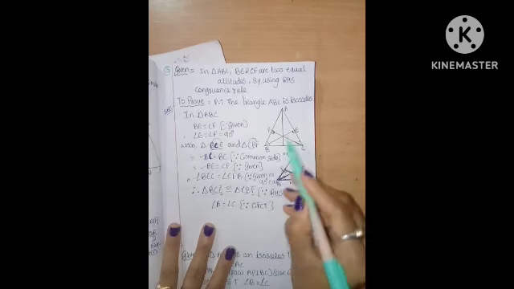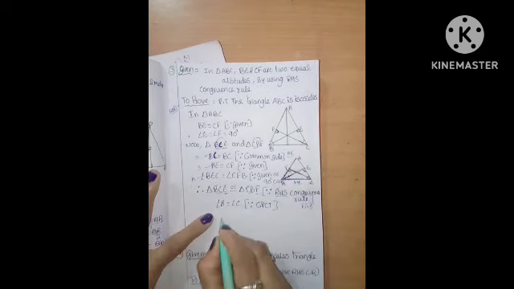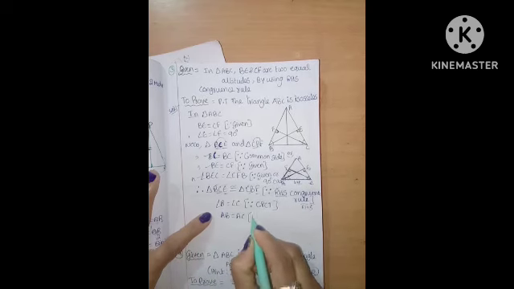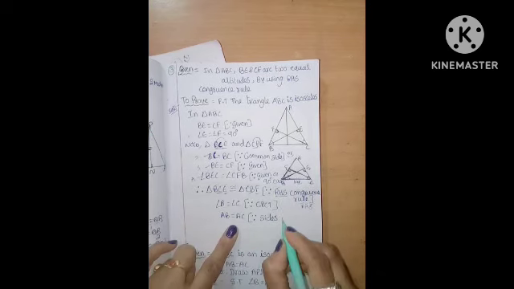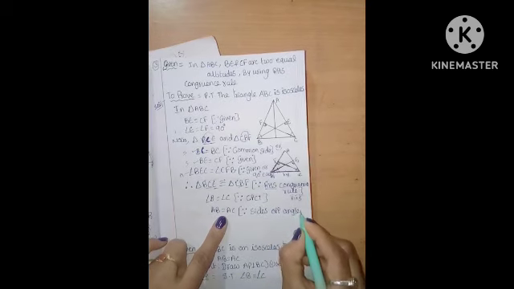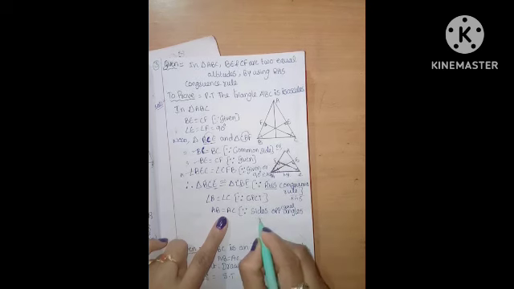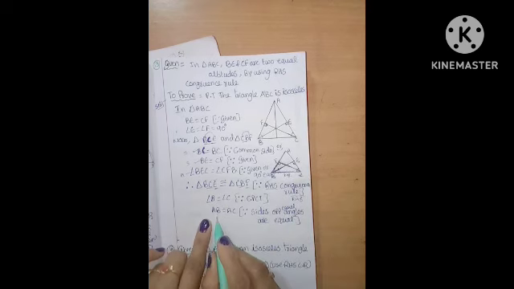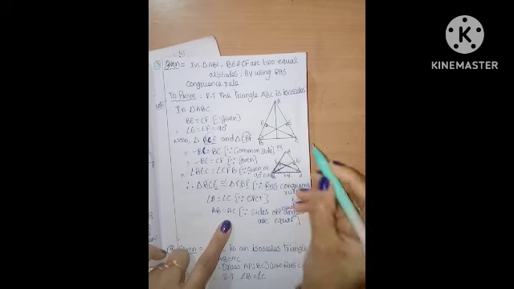Sides opposite to equal angles are equal. So side AB is equal to AC. Why is it equal? Sides opposite to equal angles are equal. These two, AB is equal to AC and angle B is equal to angle C. Are you clear?